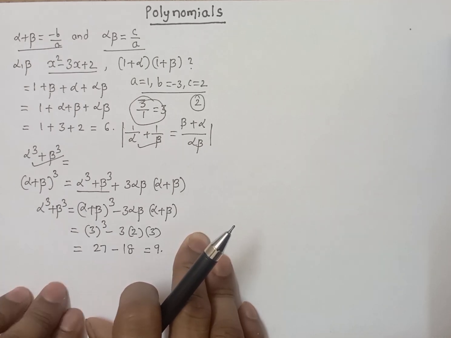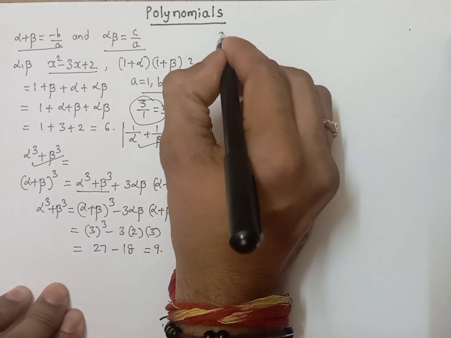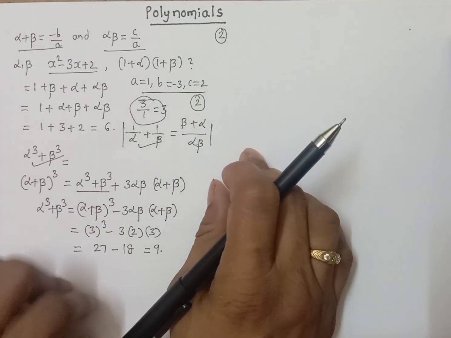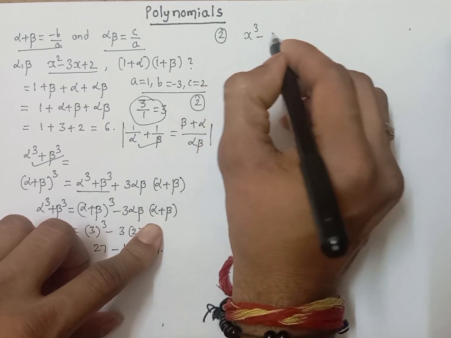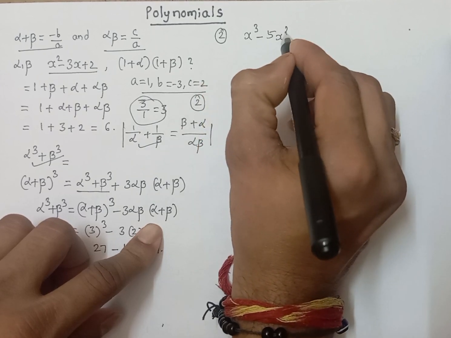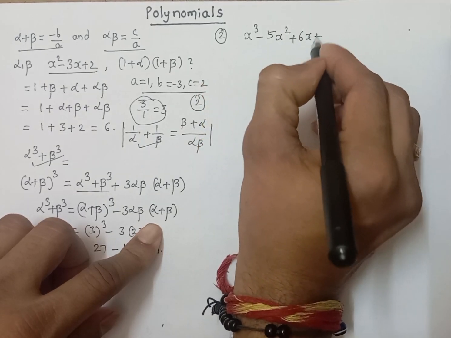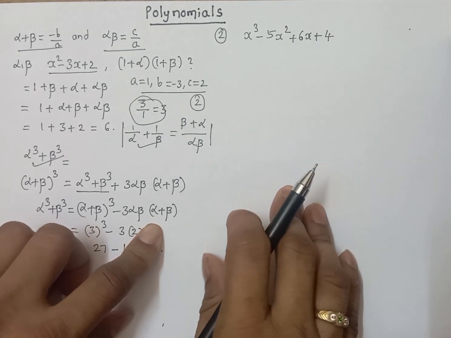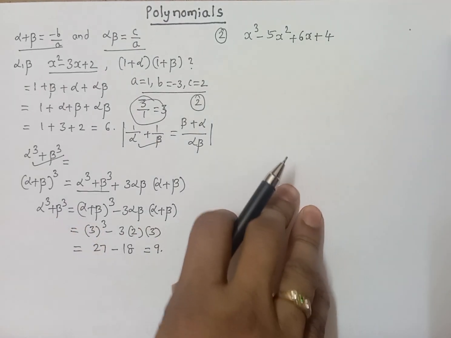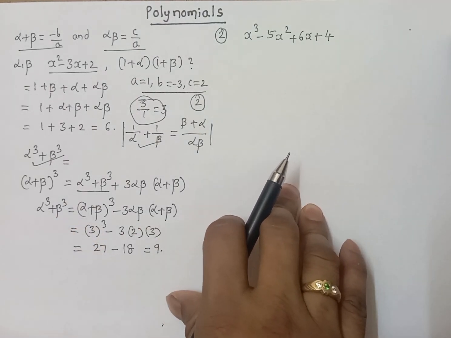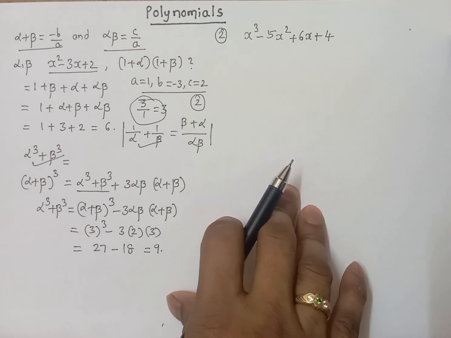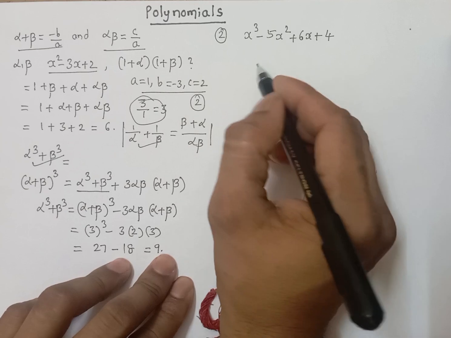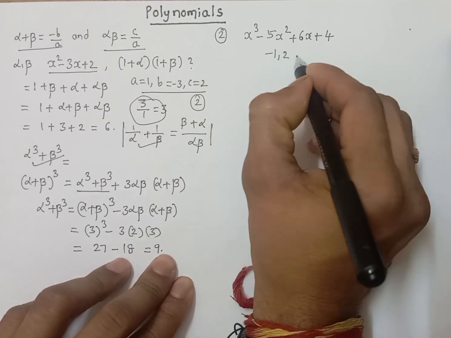After this, the second topic is that you will be given a cubic polynomial. Let us take one cubic polynomial randomly. See here, we know that a cubic polynomial will have 3 zeros. What it will do is that 2 zeros will be given to you. Suppose it says minus 1 comma 2 are the 2 zeros.